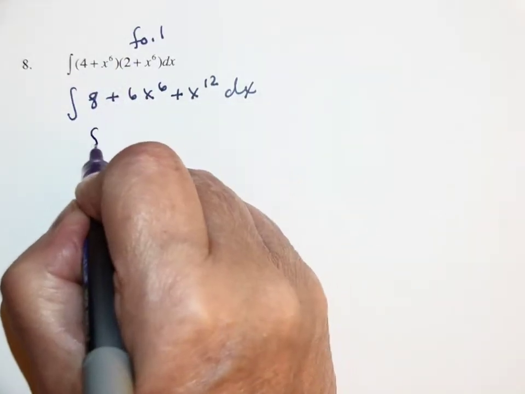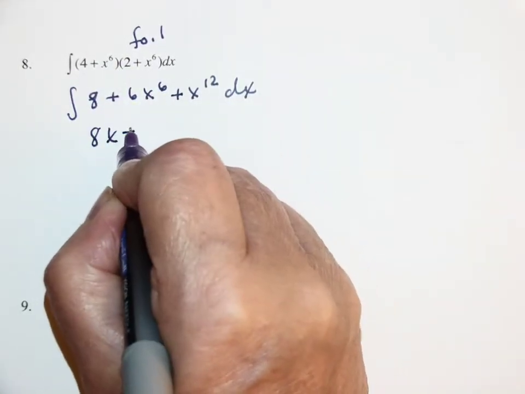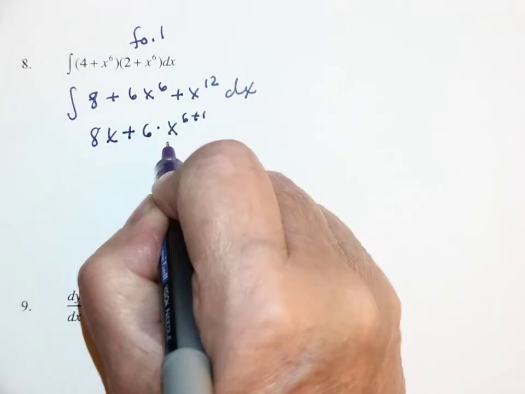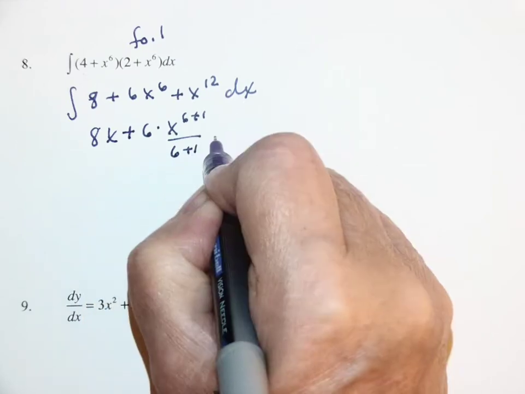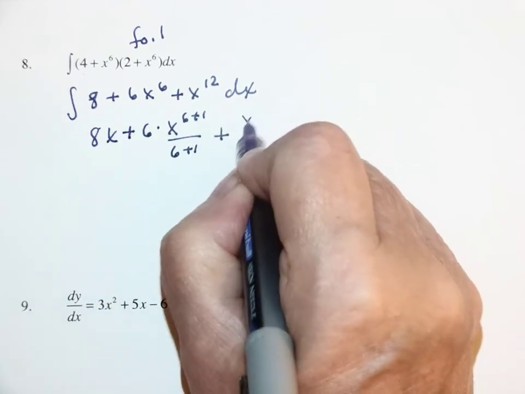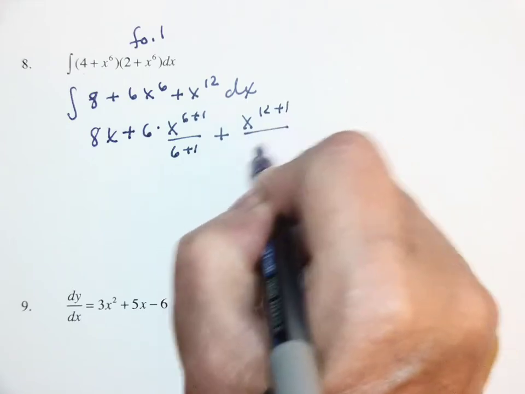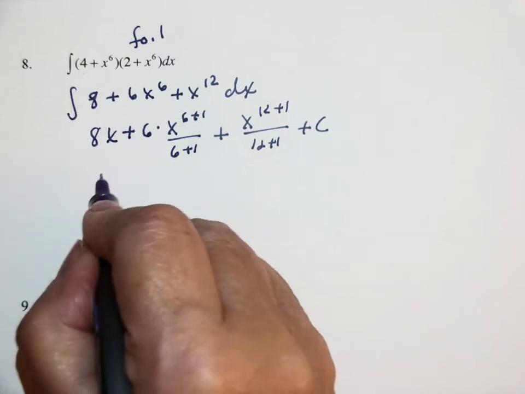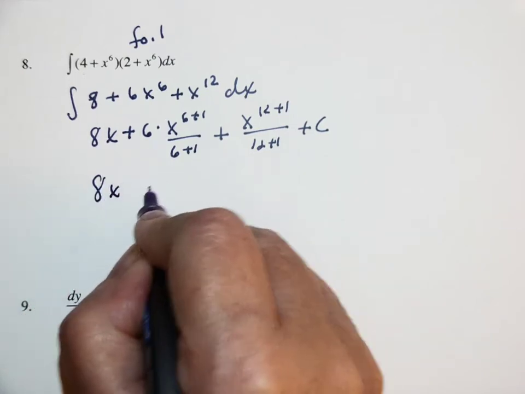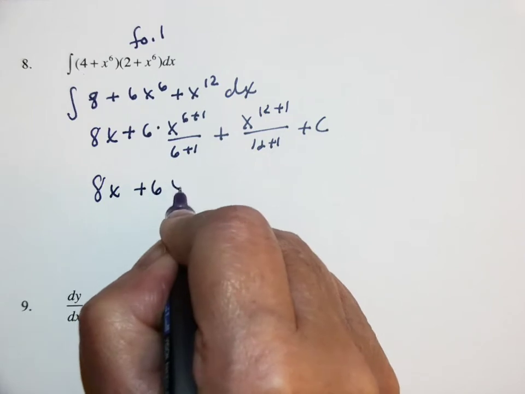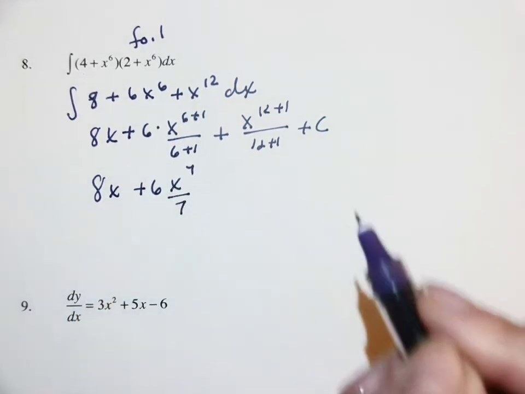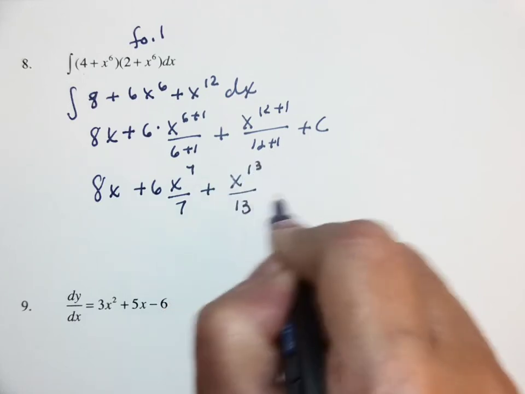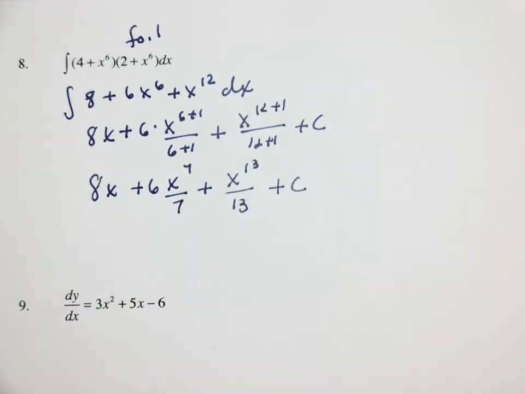8's a constant, so that's going to be 8x plus 6 times x to the 6 plus 1 over 6 plus 1 plus x to the 12 plus 1 over 12 plus 1 plus c. So this is 8x plus 6x to the 7 over 7 plus x to the 13 over 13 plus c.